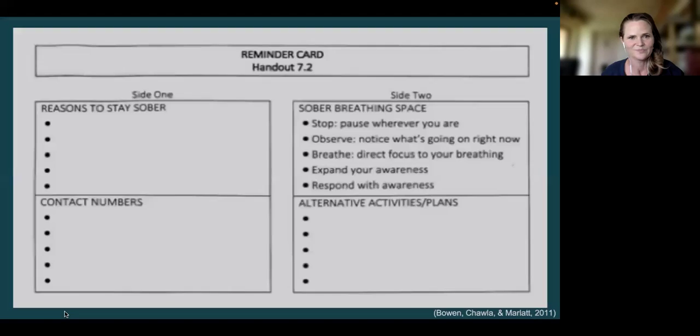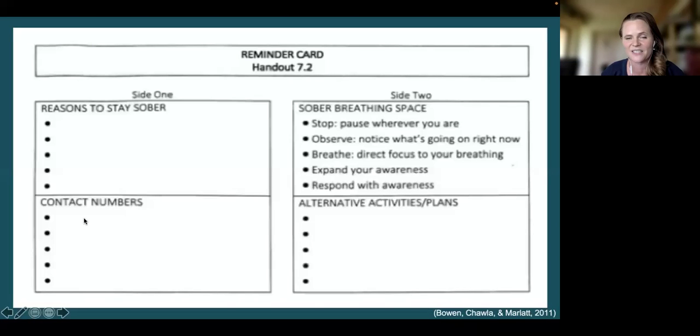So the corresponding intervention for MBRP is the reminder card. We fill this out in the 7th or 8th week, so that's the penultimate or ultimate session. First side, reasons to stay sober. So that's that long-term negative consequence thing, what's in it for them to change. Then contact numbers, who supports their recovery that they can call in a pinch. Of course, we have the sober breathing space iterated there, even though by this point they usually have it memorized. And then also alternative activities and plans. So what are the things that they can do to compete with those behaviors or to get out of those behaviors once they start?